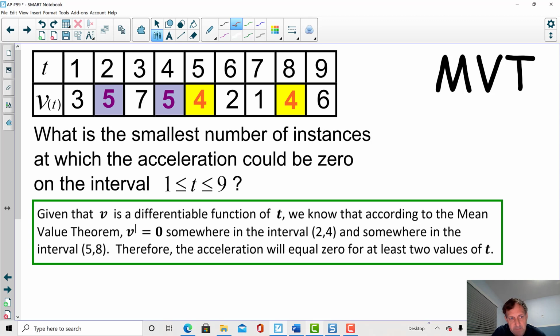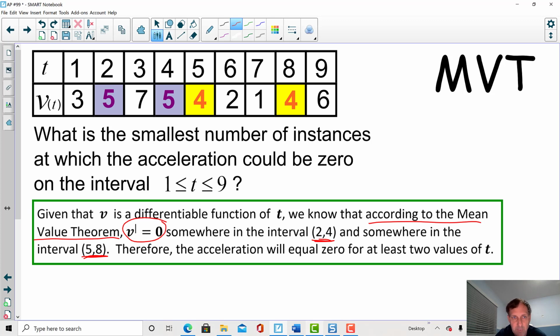Now here's an example answer solution, and it starts off with the fact that the function was differentiable. So it needs to tell you that the function is differentiable. So if it's differentiable, then you know for sure that it's going to be continuous. So that means that you can use the mean value theorem. So here we're saying according to the mean value theorem, it says v prime is equal to 0, that's the acceleration, somewhere on this interval from 2 to 4, and also somewhere on the interval from 5 to 8. So in that case, we know that the acceleration will equal 0 for at least 2 values of t.